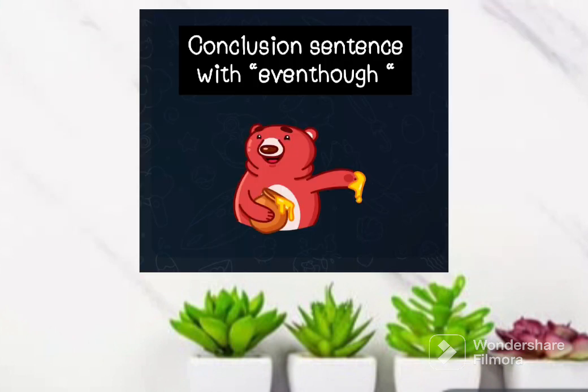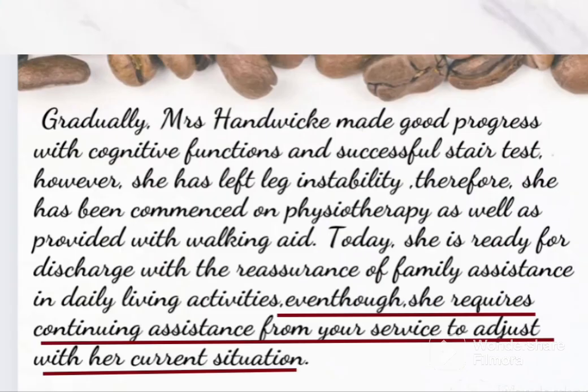This is an abstract from one of my writing tasks. Here you can see how I concluded. Today she is ready for discharge with the reassurance of family assistance in daily living activities. Most of the students, of course you also, will stop like this. But I can ask you one question. Then why are you referring the patient to the reader? So how can we conclude? Today she is ready for discharge with the reassurance of family assistance in daily living activities, even though she requires continuing assistance from your service to adjust with her current situation.